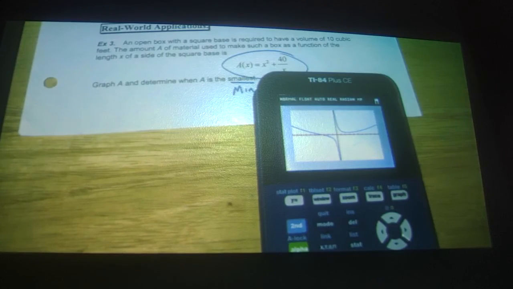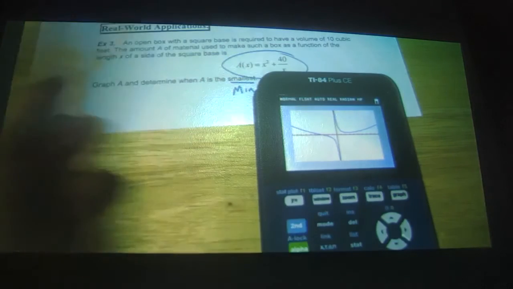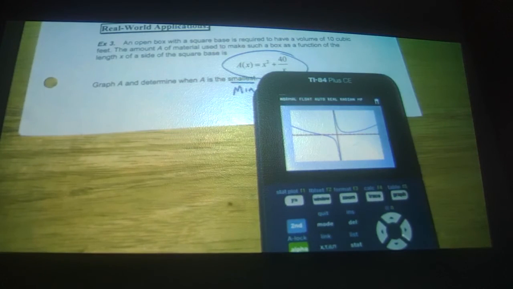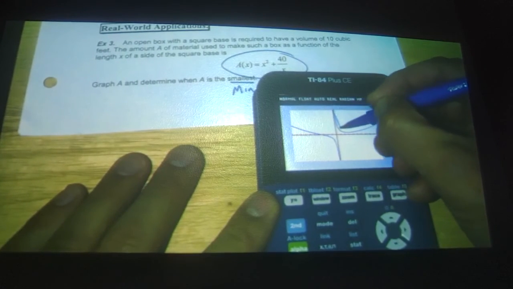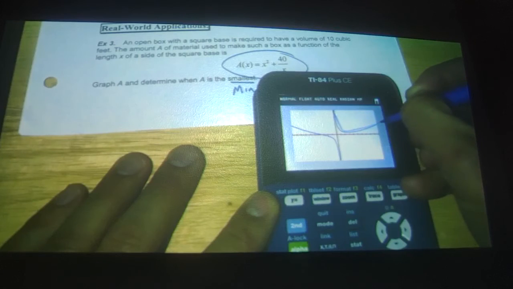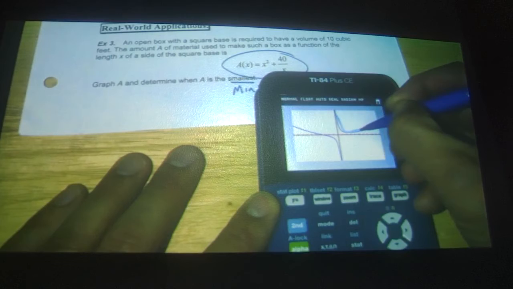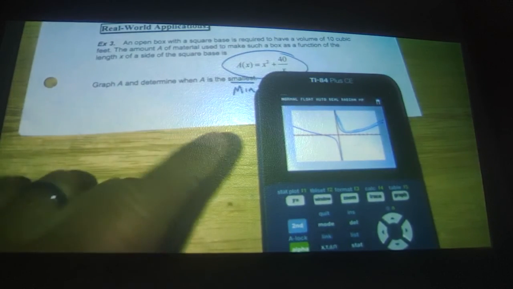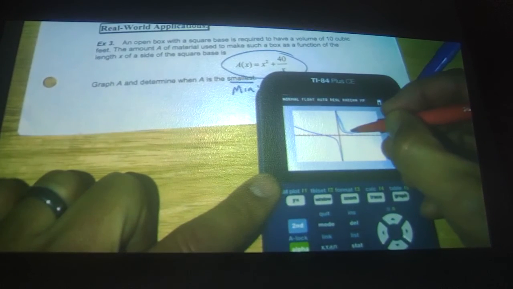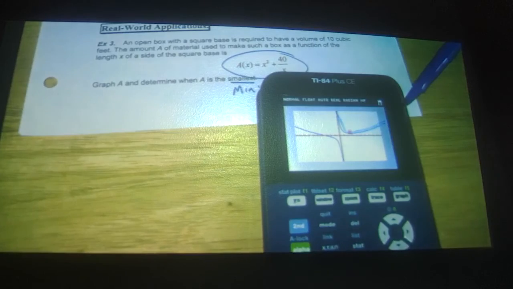Okay? Now, we do not care about the negatives. There's no way that we can have an x value that's negative because that just doesn't make sense. If x is the side of a square base, there's no negative x value. So we're only caring about this guy right here. The graph starts decreasing, and then it bottoms out, and it starts increasing. Well, we talked about where we want to find where this graph is the smallest, where the y value is the lowest. And that's our minimum right there.